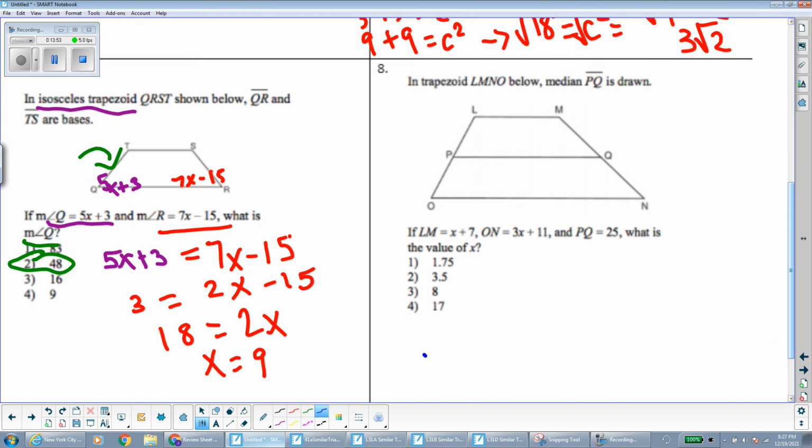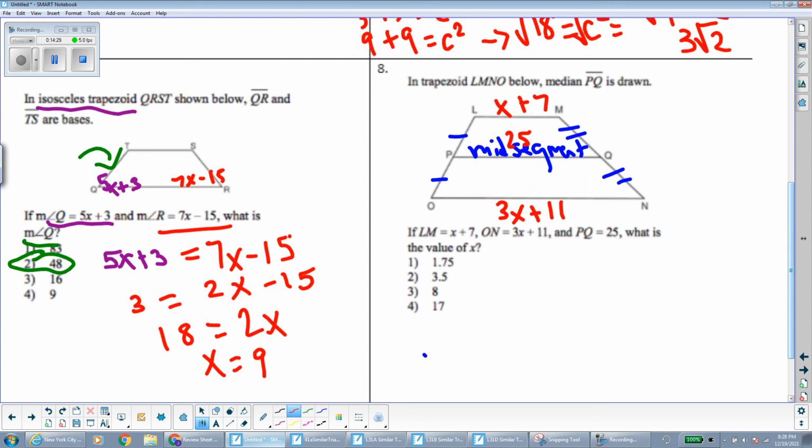So in this trapezoid, since PQ is a median, that means it connects midpoints together. So P is a midpoint and Q is a midpoint. So that tells me that PQ is the mid-segment. I'm going to put here equally in half. It's connecting the midpoints of the legs. So this is the mid-segment. So if I know that LM is x plus 7, and I know that ON is 3x plus 11, and PQ, the mid-segment, is 25, it asks for the value of x.